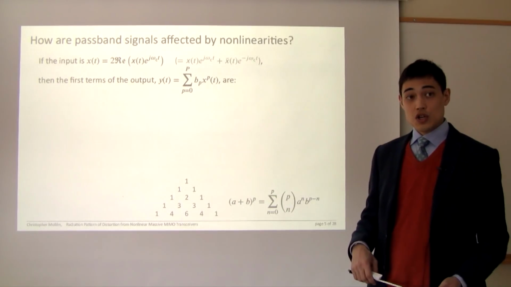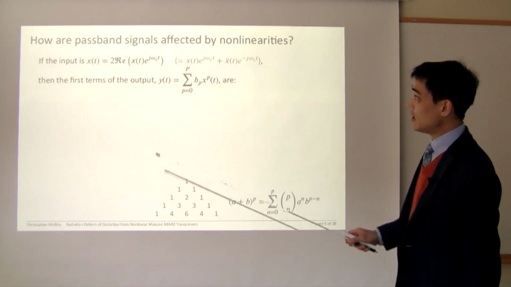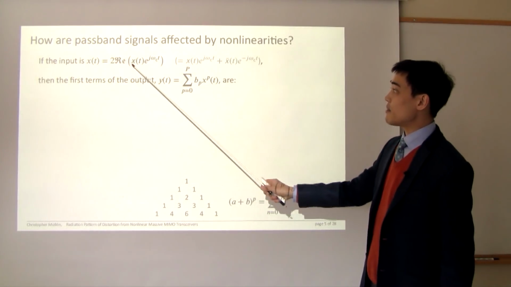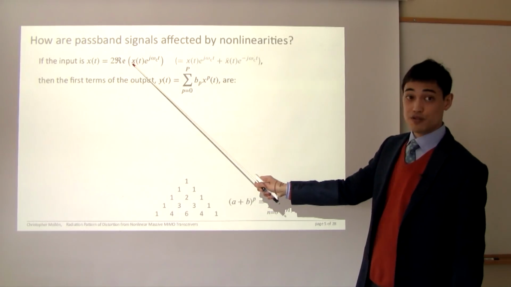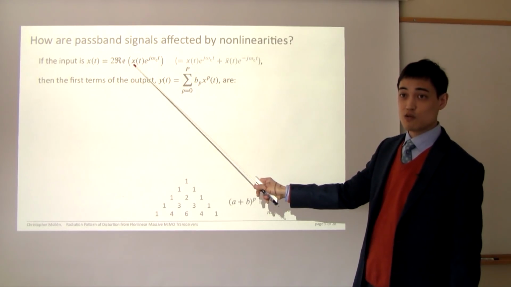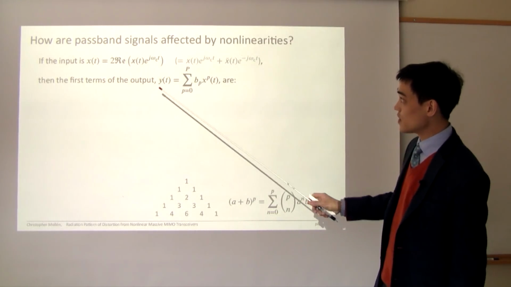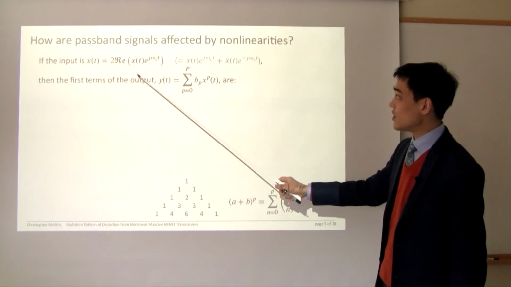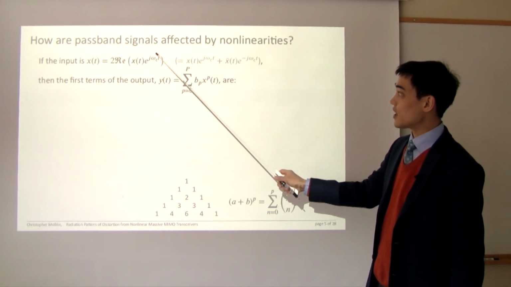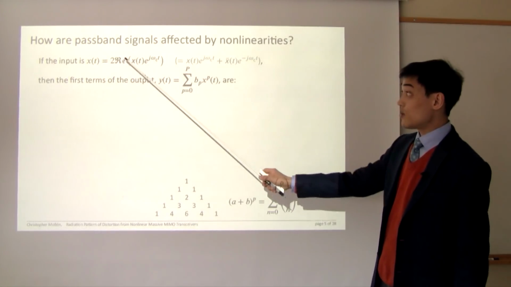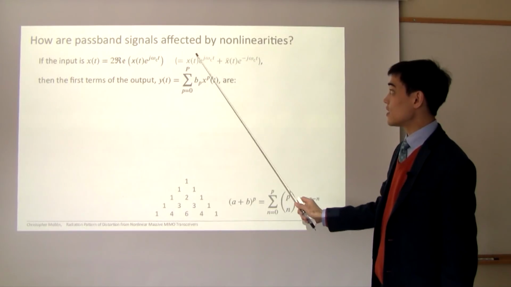So how do these nonlinearities affect passband signals? What if the input signal to the nonlinearity is a passband signal like this? Here I used sans serif font to denote a complex baseband signal, and normal Roman font to denote the passband signal. The passband signal is given as the real part of the baseband signal multiplied with a carrier like this. And the real part, as you know, can be written as the complex signal plus its conjugate like this.